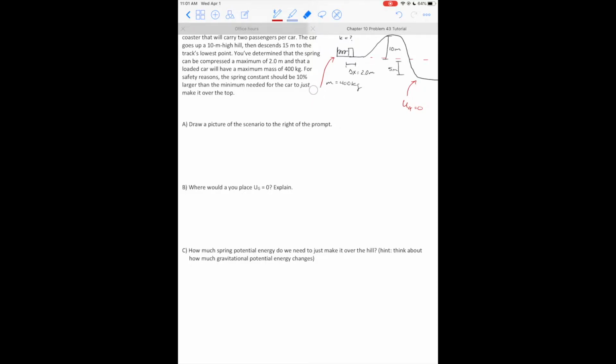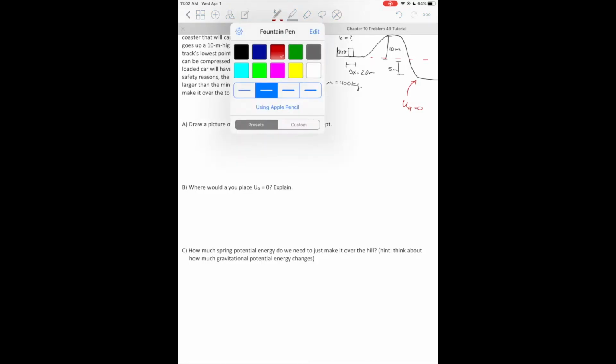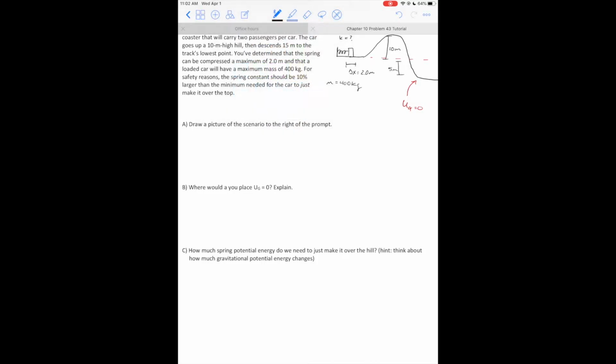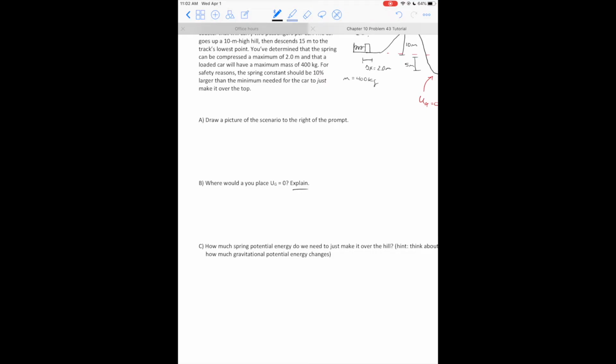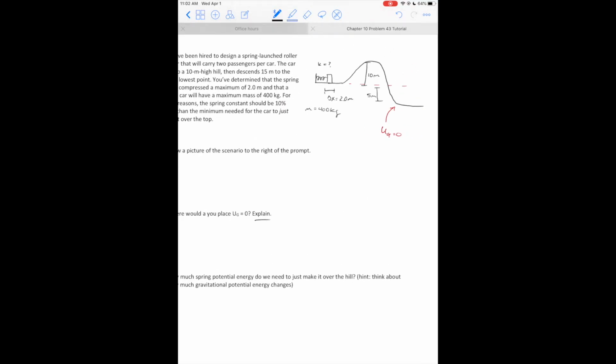This question does not have a correct answer. I'm asking you to make a choice, defend it with the explanation, and I think all these choices are correct. I think even putting it up here could make sense, but I think that's maybe the least convenient place to put our potential energy equal to 0.